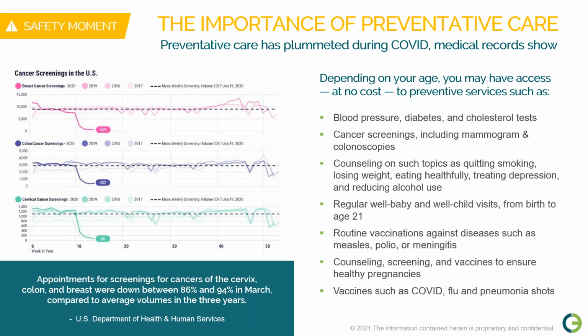So here's some helpful tips. Make sure you continue to go to your regular annual visits to your doctor, especially for your kids, well child visits, well baby visits. And get your routine vaccinations against the regular diseases like measles, polio, meningitis. And continue your counseling appointments too. And get screened for things like cervical cancer, breast cancer, colon cancer. And of course, you should get your vaccine for COVID and flu. And that helps prevent a lot of other sickness. So just a great reminder to not forget to continue to go to your doctor.